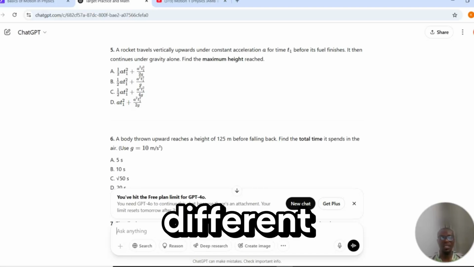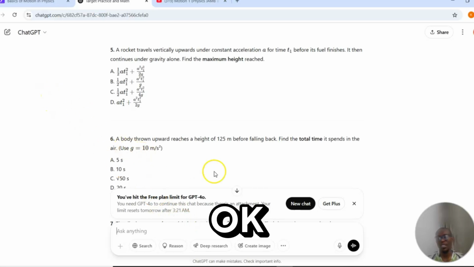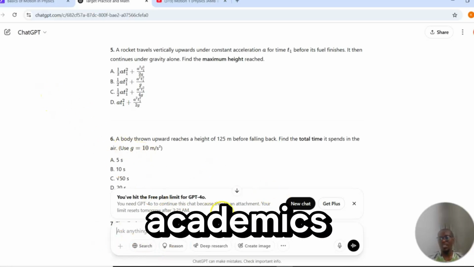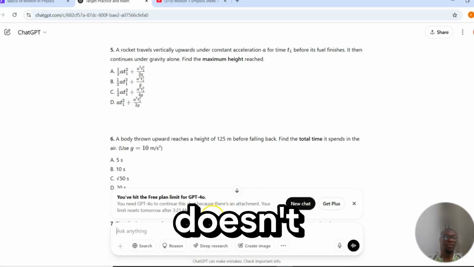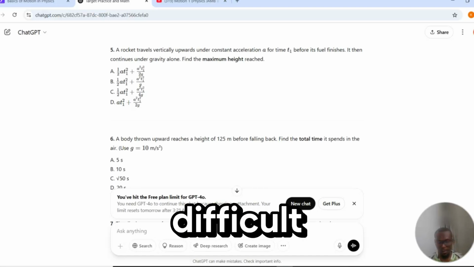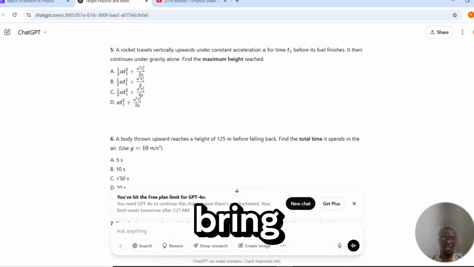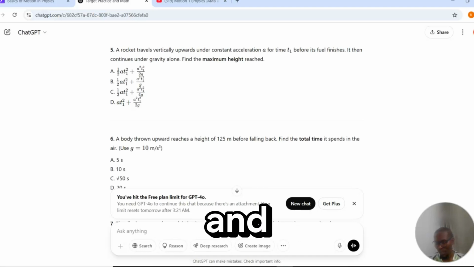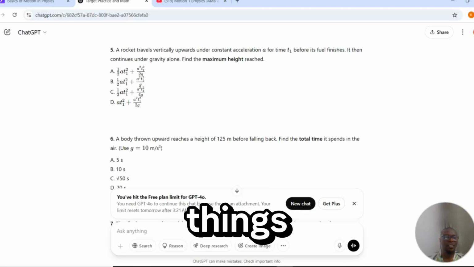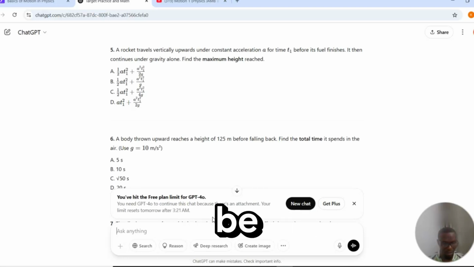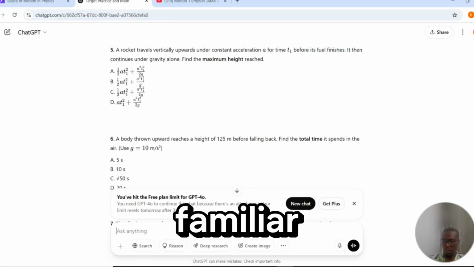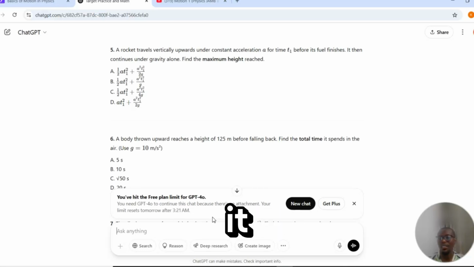So these are the different things you can do to help you in your academics. That exam doesn't have to be that difficult. You have your material, bring your materials in, and voila, it will bring out beautiful things you can relate with. You'll be looking at that difficult text or note, and it will look like a novel you are very familiar with. So this is just what it takes to excel in your academics.